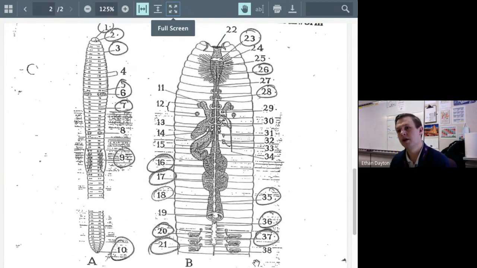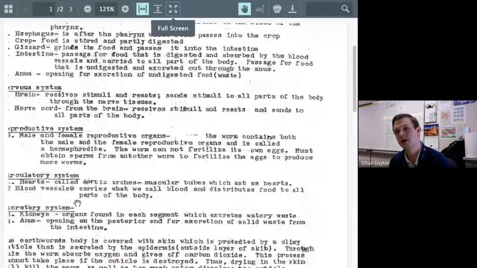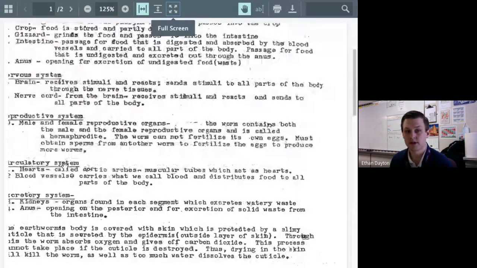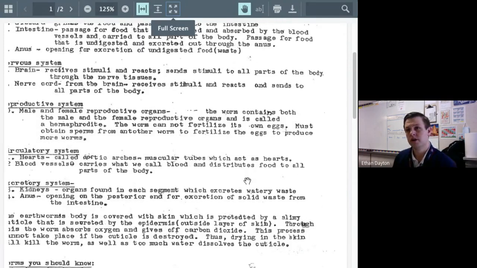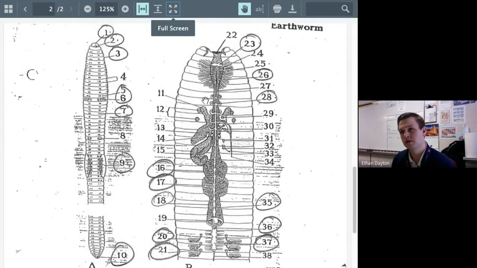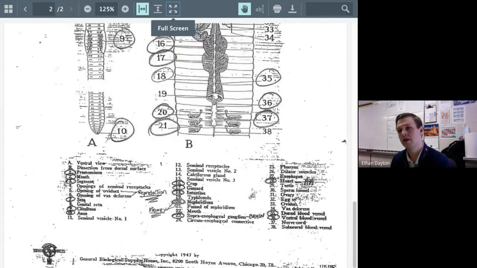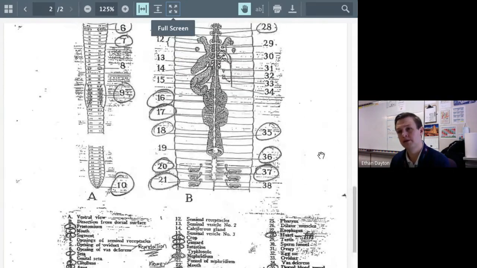Then moving on, let's talk about the circulatory system. Okay, so our circulatory system is relatively simple. We have hearts and we have blood vessels. So the hearts are called aortic arches. They are up here. There are 5 of them. 28 is pointing at the arches. You can see they look like arches. 28 is the hearts. Okay? And you have blood vessels.